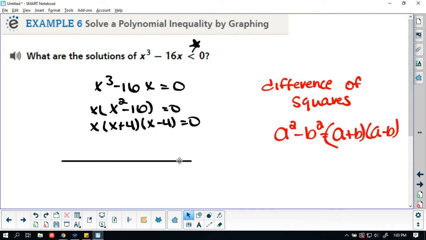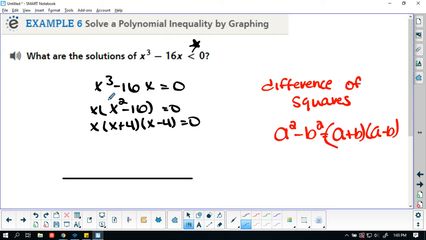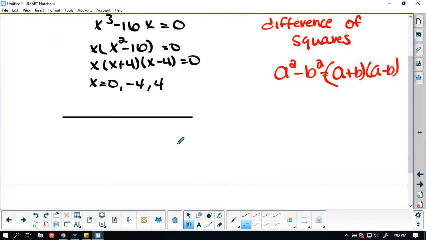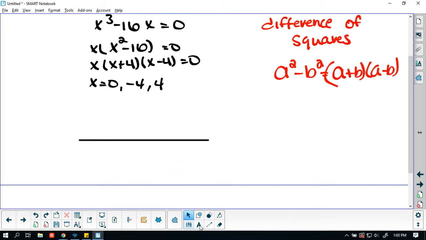Okay, zero product property. I'm going to set each of these to 0. We got x is equal to 0, x is equal to negative 4 for the second factor, and x is equal to 4 for this third factor. Looking at my line, here at 0 we have a crossing from positive to negative, here at negative 4, and here at 4. These are the only doorways we have to go from positive to negative and negative to positive.